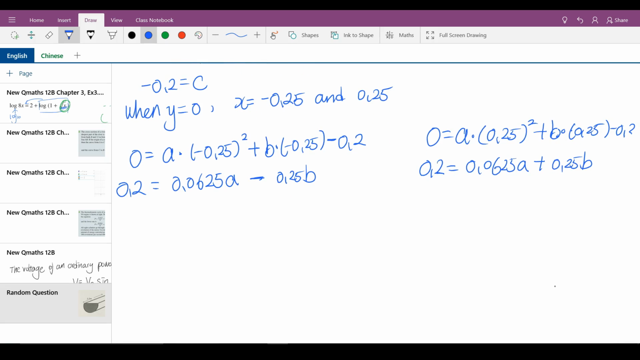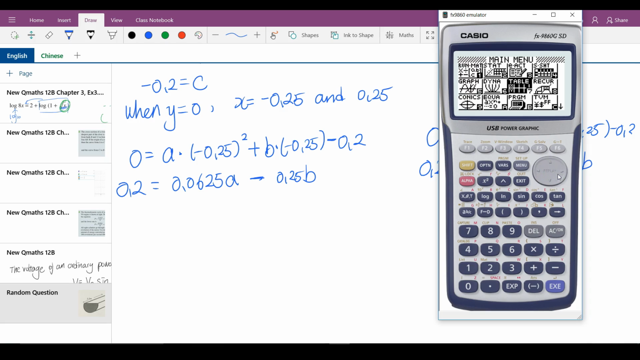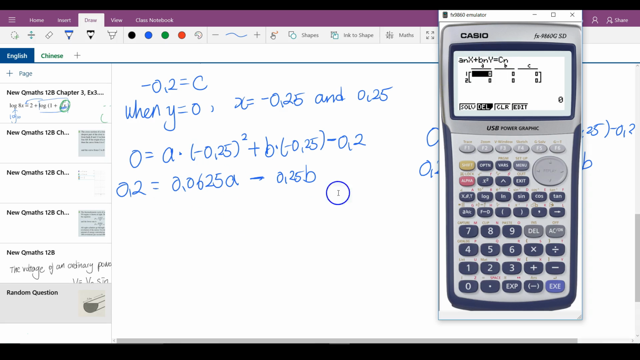So we've got 2 equations with 2 unknowns. We can solve it simultaneously. I am actually going to be lazy and use the calculator method. So let's go to the calculator, go to equation, and choose simultaneous. Number of unknowns: 2. We have to arrange our functions in this form, which we already have.